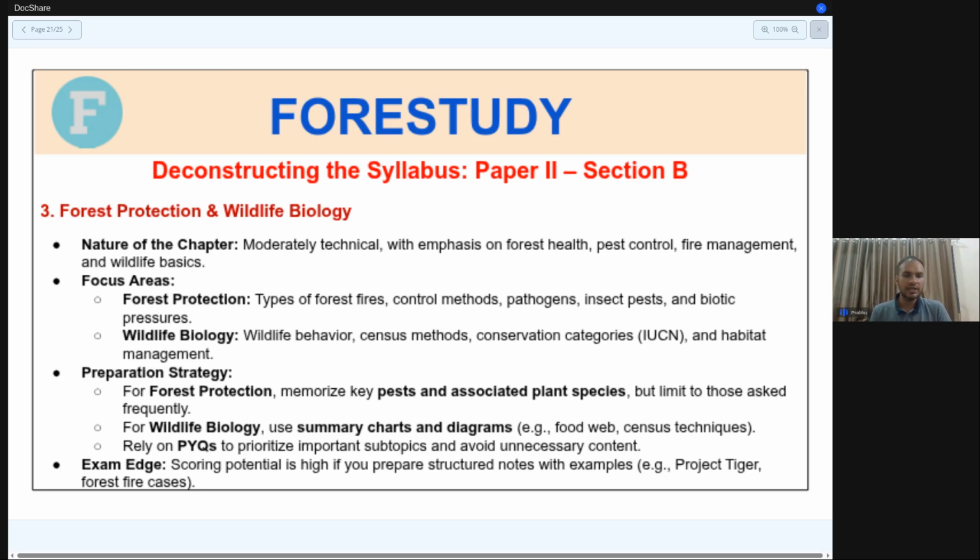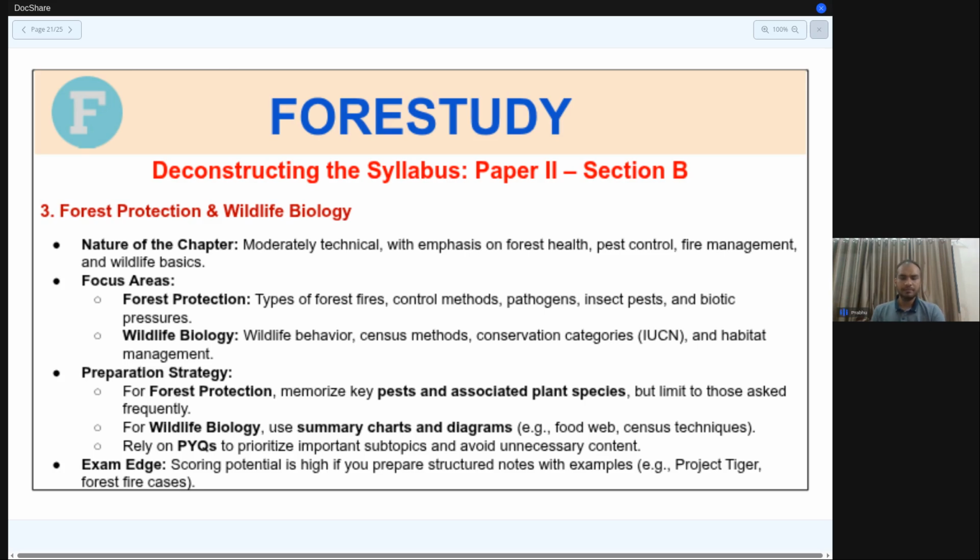The second portion is wildlife biology. It has topics like wildlife behavior, census methods, conservation categories. The questions from this subchapter are not very many in the examination paper. However, if you want to prepare, because this is an interesting topic, you can go through the tiger assessment report, because they have explained these census methods and conservation categories well.